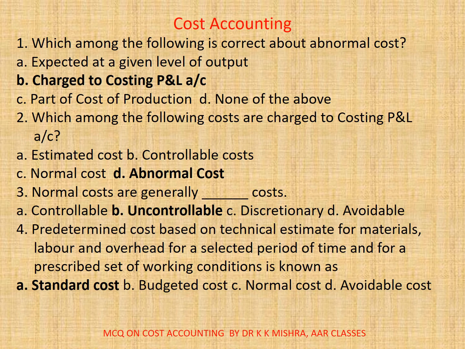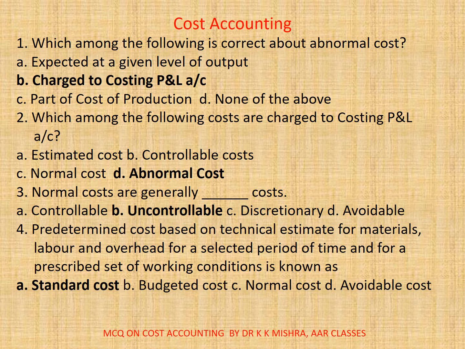Question number 1. Which among the following is correct about abnormal cost? A. Expected at a given level of output. B. Charged to costing P&L account. C. Part of cost of production. D. None. A correct option is B. Charged to costing P&L account.